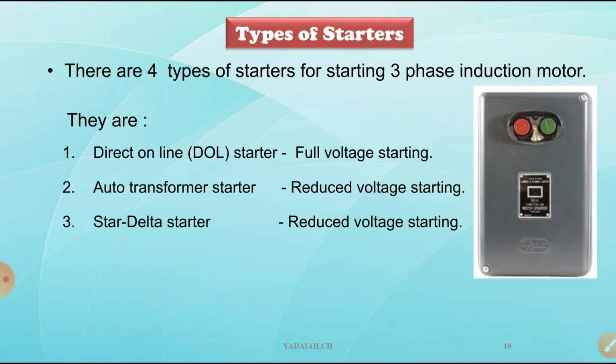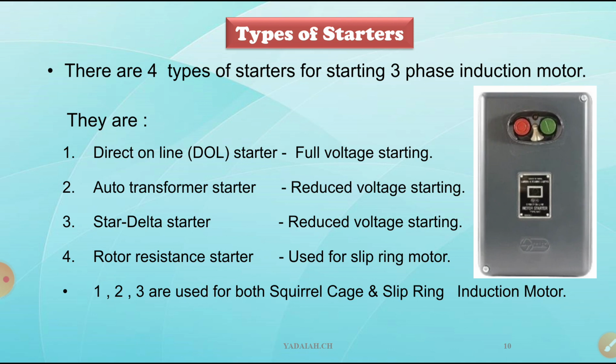And coming to the rotor side control, this is known as the rotor resistance starter, used only for the slip ring induction motor. So the above serial numbers 1, 2, 3 are for both squirrel cage and slip ring induction motors, whereas the fourth is only for our slip ring induction motor. Have you remembered this? If you want to know physically how the DOL starter, the auto transformer and the star delta starter look, you can see the figures.